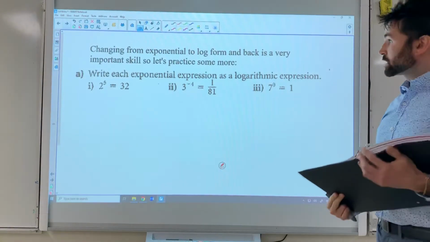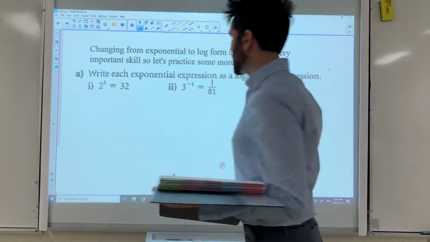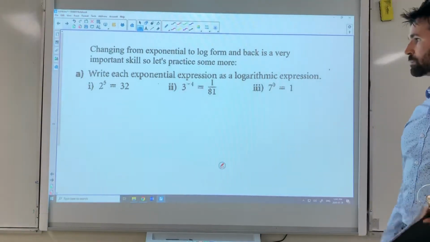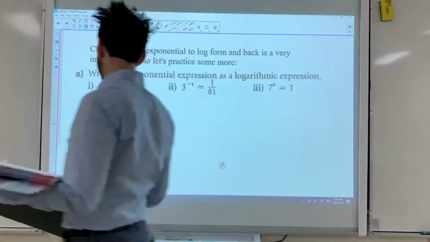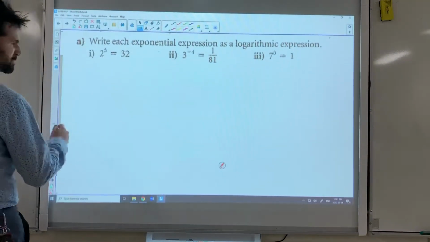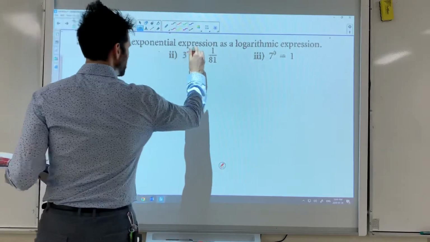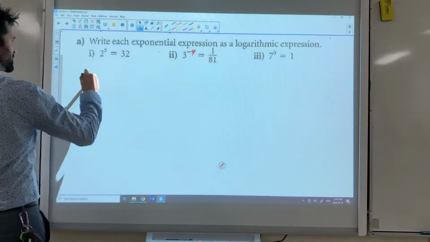Now, changing from exponential to log form and back is an important skill. You'll be doing it a lot more. So let's do a couple more, although at this point you should be getting, okay, I get it, but that's good. A couple more. So this one here, let's see if you remember.